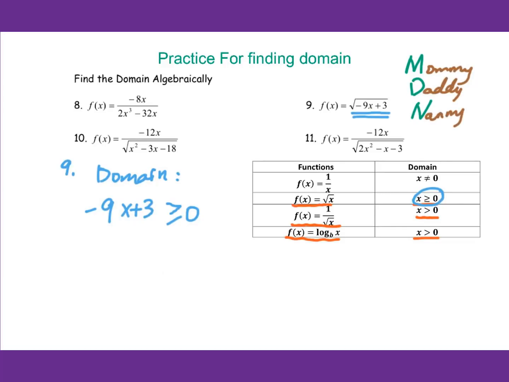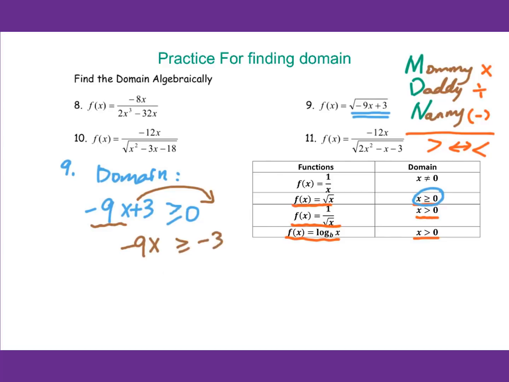Which means you multiply or divide by a negative number, you got to switch the symbol. Therefore, first of all, you need to isolate the variable on one side. I subtract 3 from both sides, or you cross the river, make this positive 3 into negative 3. So you got negative 9x greater than or equal to negative 3.